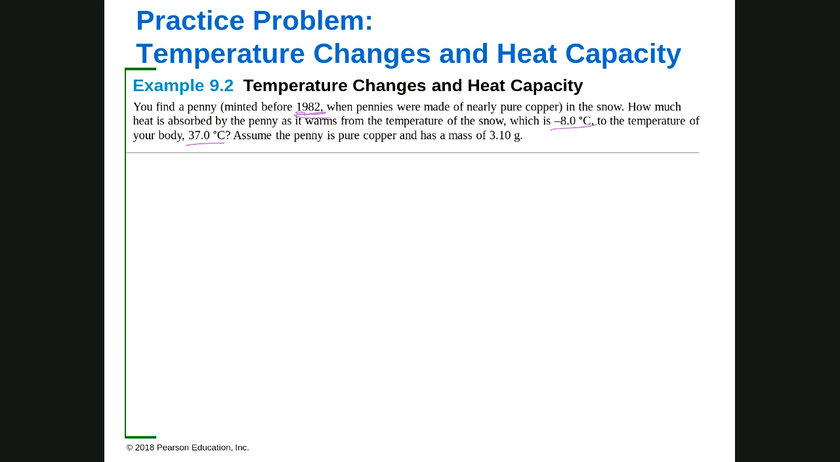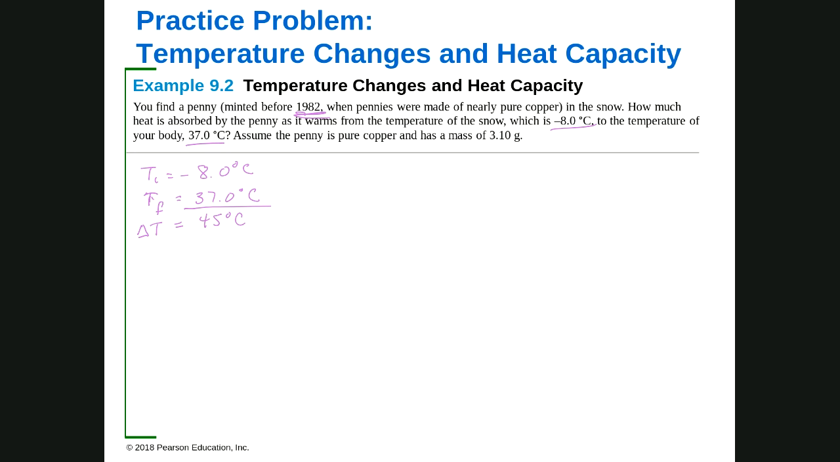All right, so I have a temperature. My initial temperature is -8 degrees C. My final temperature is 37 degrees C. So the temperature change is going to go from -8 all the way to 37, and the difference between those is a 45-degree change.